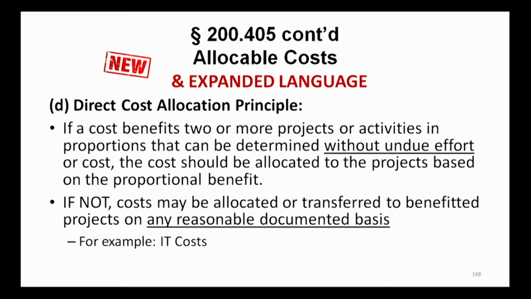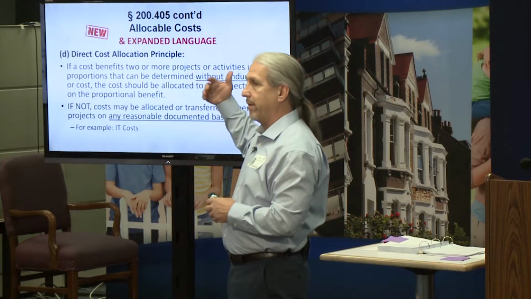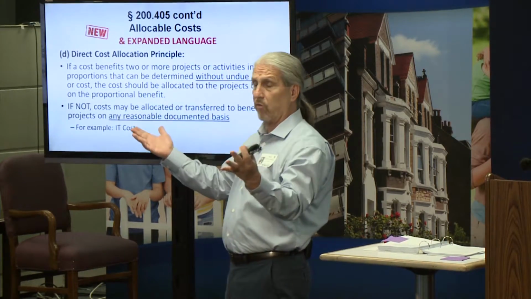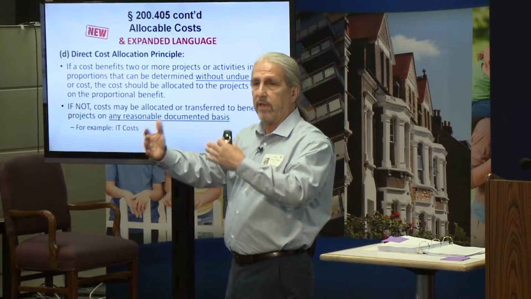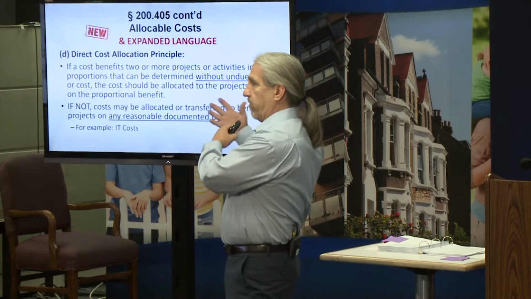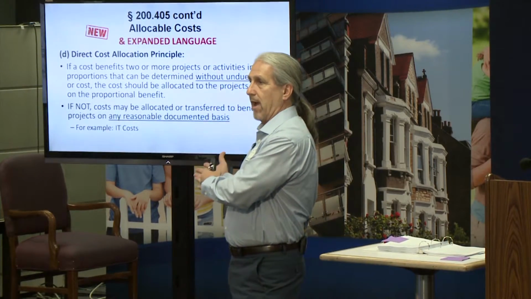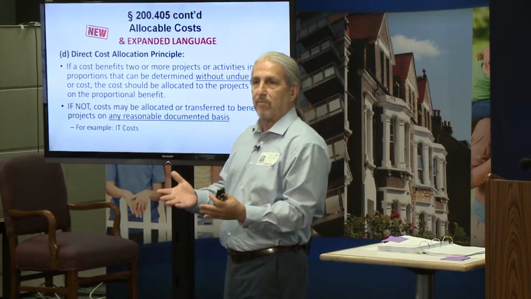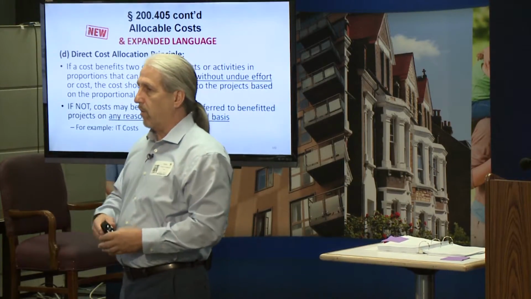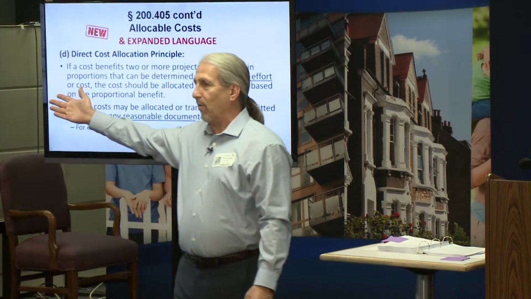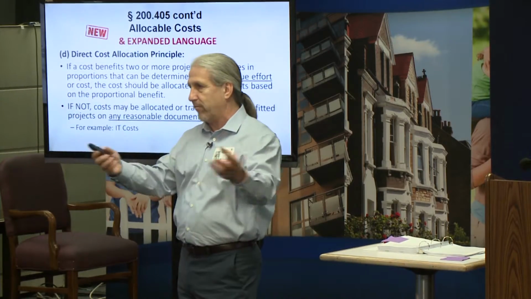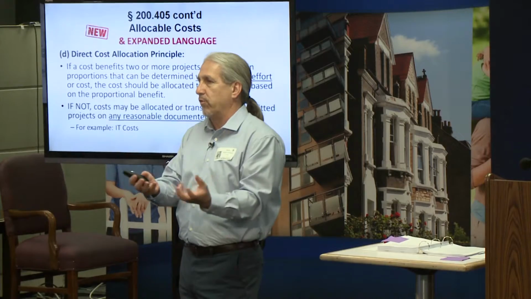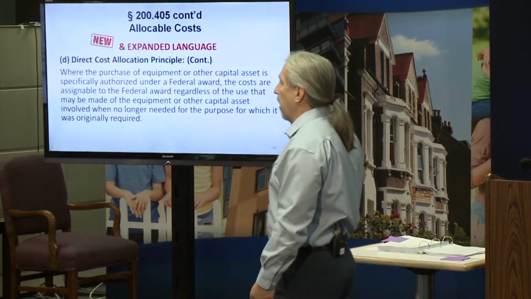So one of the examples of that is IT costs. So how do we buy IT? It may be serving multiple federal programs. How do I allocate that cost so that each one is paying their fair share? What this is saying is it's on any reasonable documented basis. You have to have it written out in some sort of justification. It could be, this department has 20 employees, and this department has 5. There's a reasonable way to proportion those IT costs.